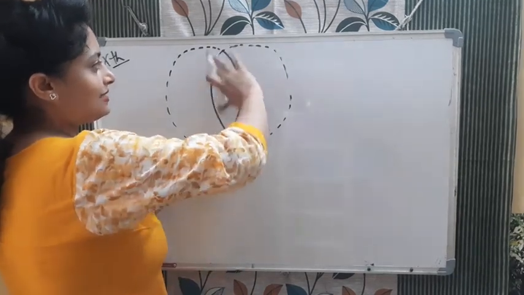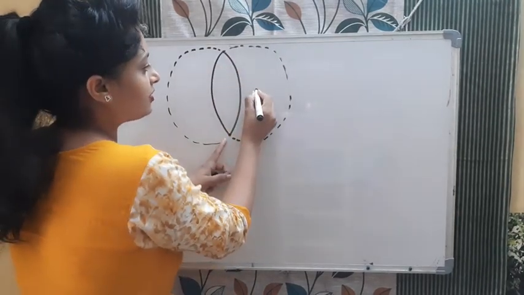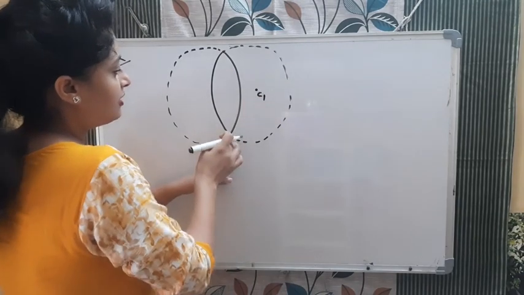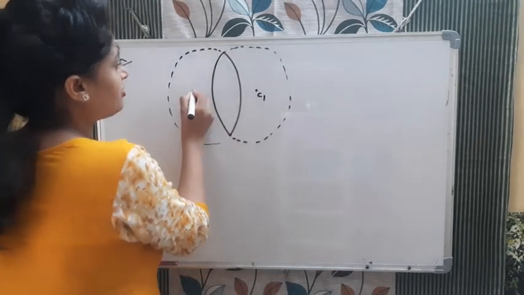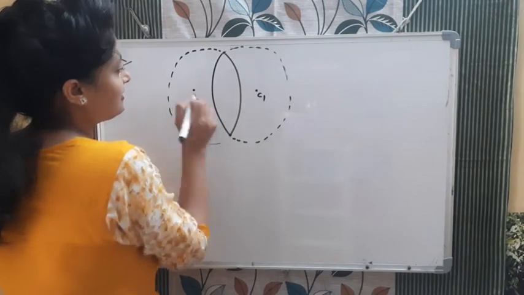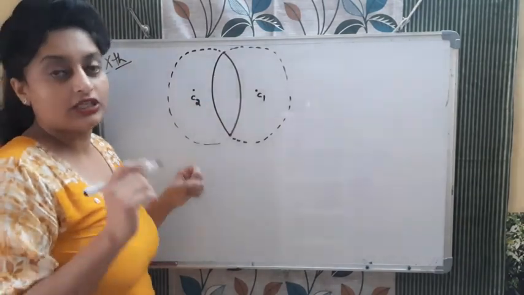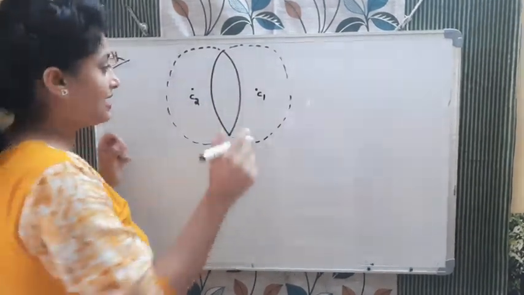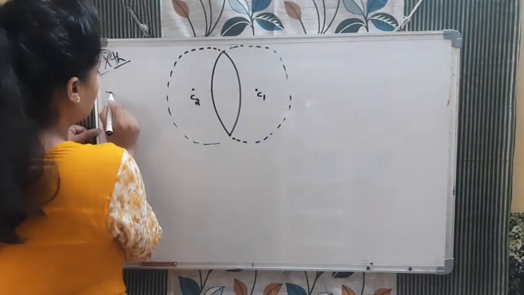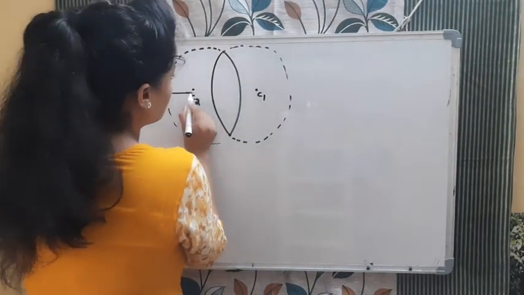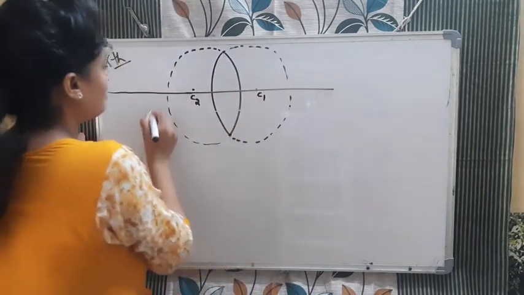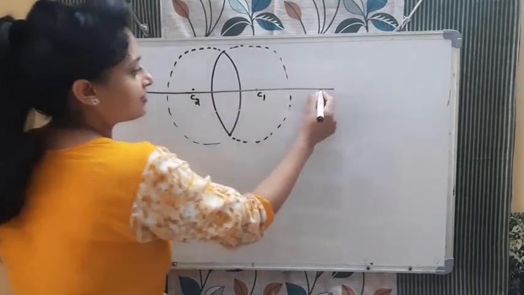Because of this sphere there will be one center of curvature, for example, I am saying C1. Due to this sphere there will be one center of curvature, if I say it C2. These are the centers of curvature. The line that is passing straight through these centers of curvature is known as the principal axis.